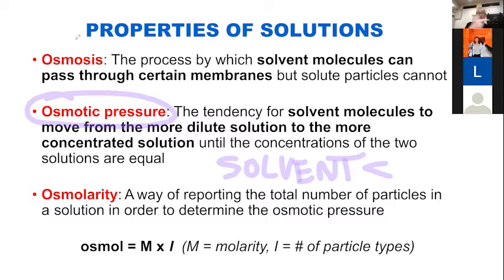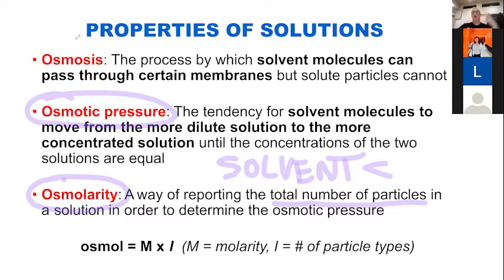Is it going to be actively moving in or actively moving out? The way we determine that is by measuring something called the osmolarity. Now, osmolarity, the word molarity is right in there. So osmolarity is reporting the total number of particles in a solution. So all of them: iron, salt, sugar, everything.